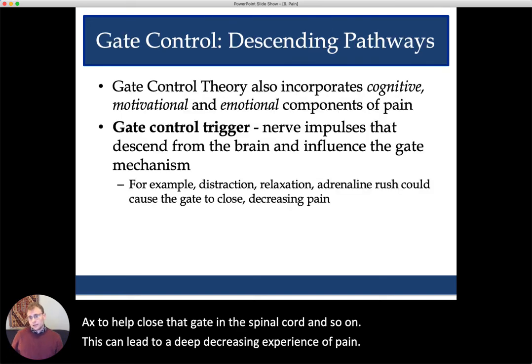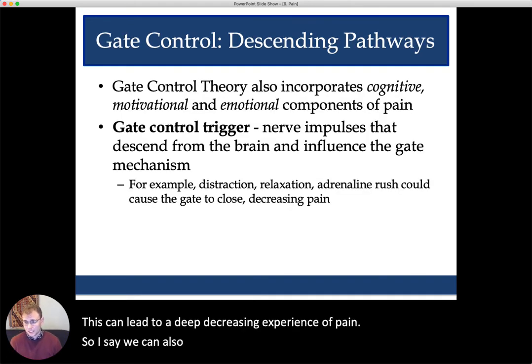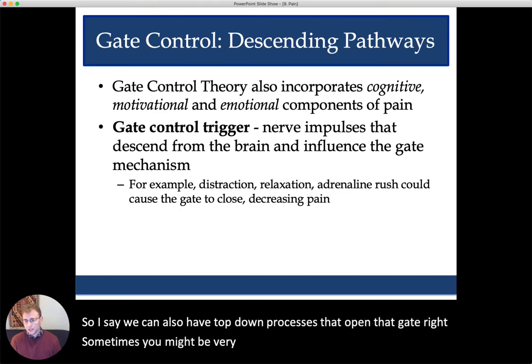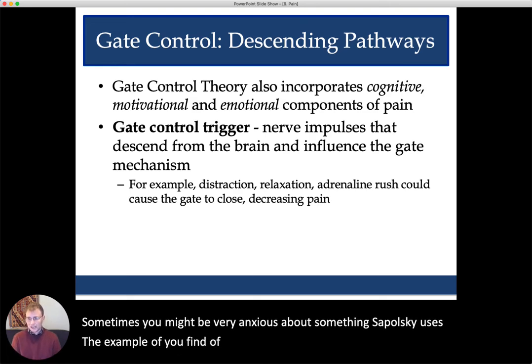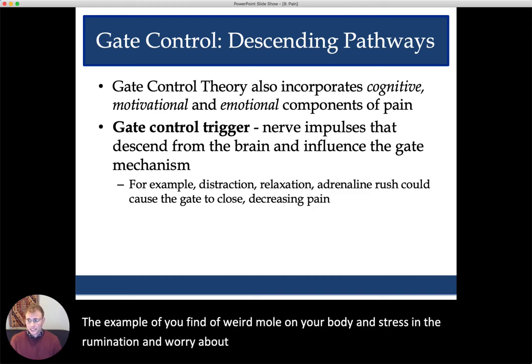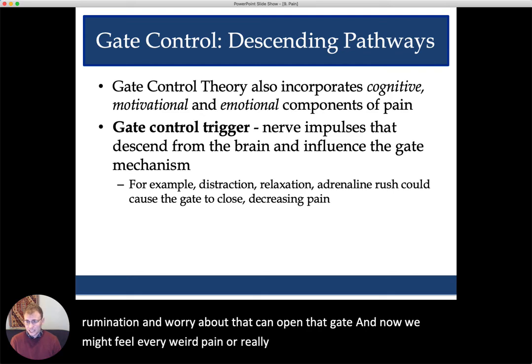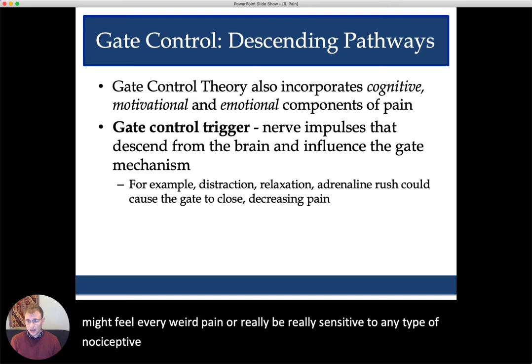So also want to say we can also have top-down processes that open that gate, right? Sometimes we might be very anxious about something. Sapolsky uses the example of you find a weird mole on your body, and the stress and the rumination and worry about that can open that gate, and now we might feel every weird pain or be really sensitive to any type of nociceptive signal in our body. And so we can also have top-down processes that open the gate as well as close it.